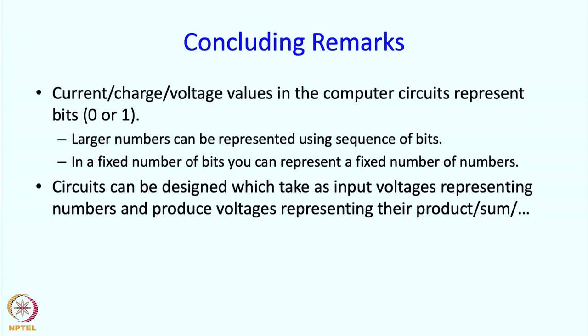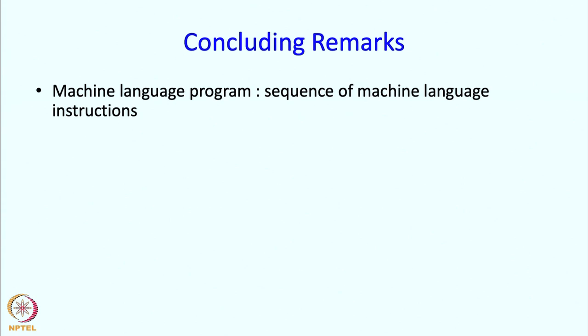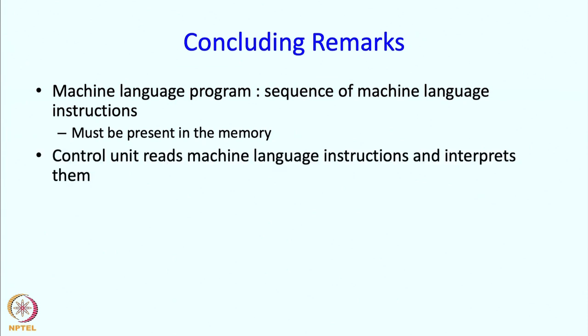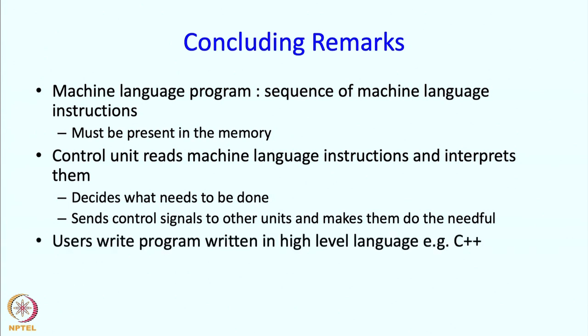Then we said that circuits can be designed so that they take as input voltages representing numbers and produce voltages representing their product, sum, or whatever you want. We also said that memory in a computer is organized as a sequence of bytes. Each byte can be identified by its address. Then we said that a machine language program is a sequence of machine language instructions, and this program must be present in memory, and the control unit reads machine language instructions and interprets them. It decides what is to be done and sends control signals to other units to make them do the needful.